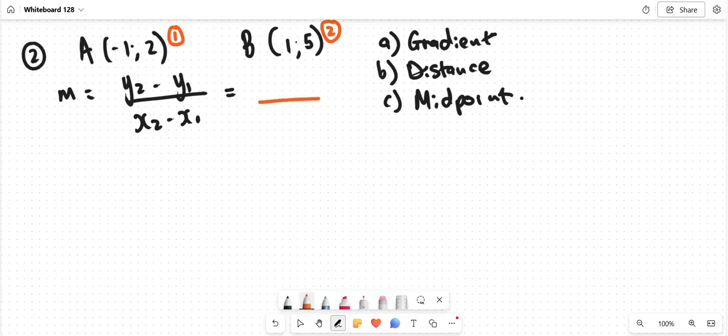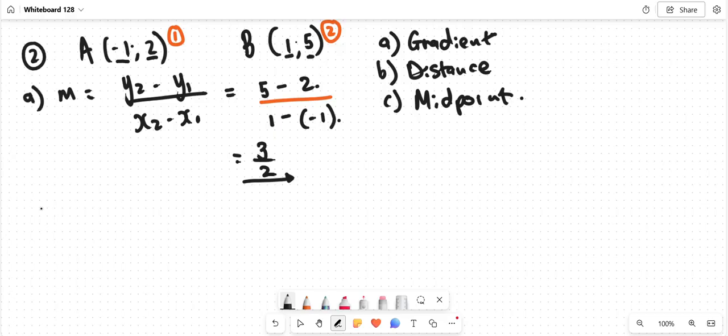Then if I substitute, it will be y of 2, which is this 5, subtracting the 2, divided by this 1, subtracting a negative 1. So you have to make sure you put that negative 1 in brackets. If you plug that quickly into your calculator, you'll get 3 over 2. So that is the gradient of that line.